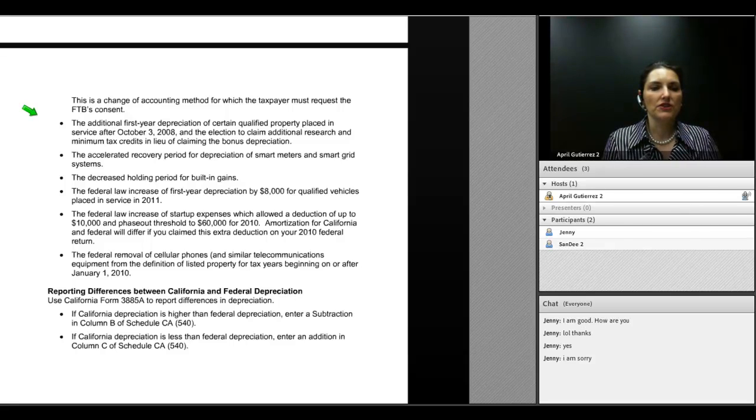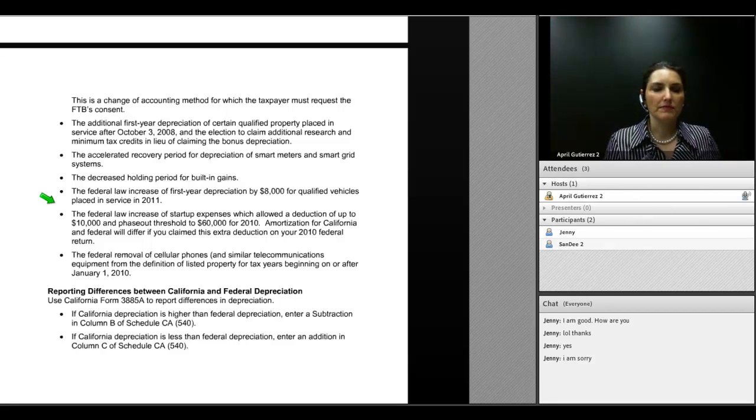The additional first-year depreciation on certain qualified property placed in service after October 3, 2008, and the election to claim additional research and minimum tax credits in lieu of claiming the bonus depreciation is also not allowed for. The accelerated recovery period for depreciation of smart meters and smart grid systems, the decreased holding period for built-in gains, the federal law increase of first-year depreciation by $8,000 for qualified vehicles placed in service in 2011.